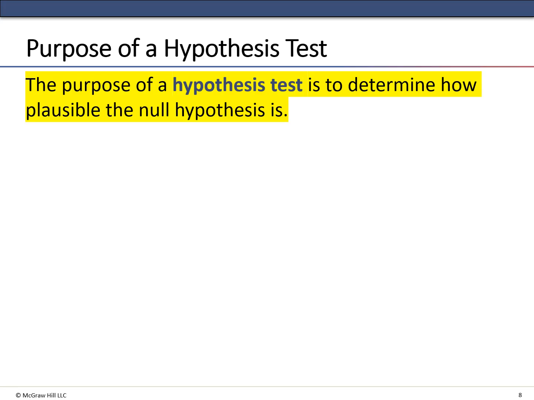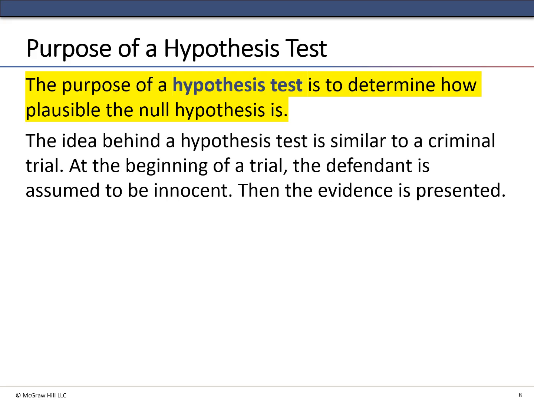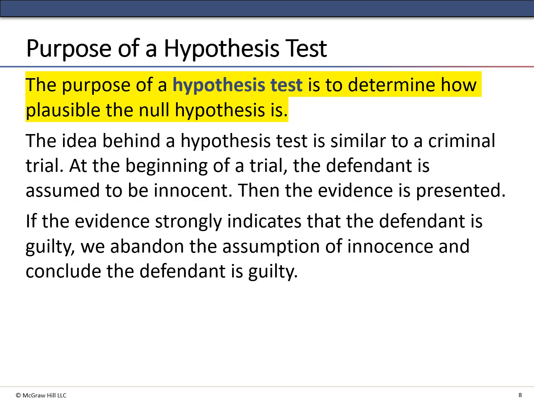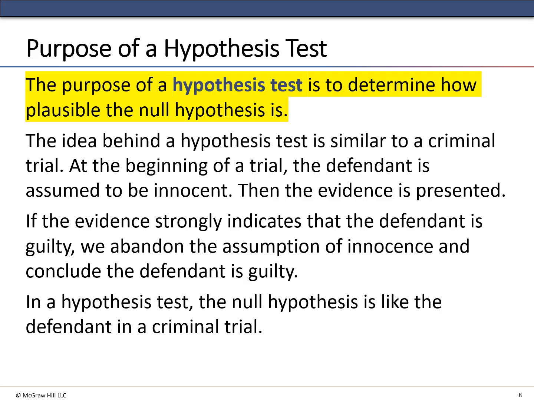Okay. So why do we do these hypothesis tests? Why do we not just look at the values and then move forward? Well, the purpose of the hypothesis test is to determine how plausible the null hypothesis is. The idea behind a hypothesis test is similar to a criminal trial. At the beginning of the trial, the defendant is assumed to be innocent, and then the evidence is presented. If the evidence strongly indicates that the defendant is guilty, we abandon the assumption of innocence and conclude the defendant is guilty. In a hypothesis test, the null hypothesis is like the defendant in a criminal trial.